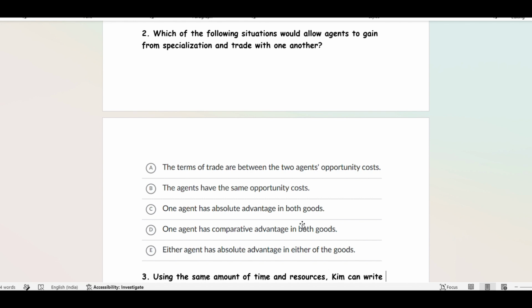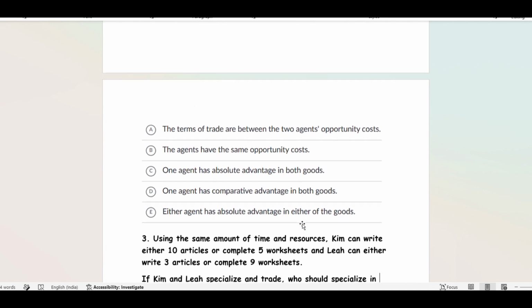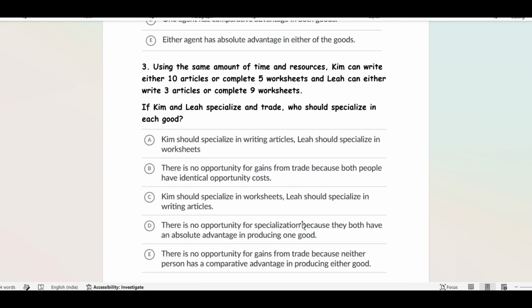That's what I told you, how to calculate the terms of trade. It will always lie between the opportunity cost for the two agents or two countries or two individuals. Only then they will have gains in trade, when they have different opportunity costs. Using the same amount of time and resources, Kim can write either 10 articles or complete 5 worksheets, and Lee can either write 3 articles or complete 9 worksheets. So if they specialize in trade, who would specialize in each good? That's an interesting one. I'll go back to my screen before I do this question so that I can actually explain this one.